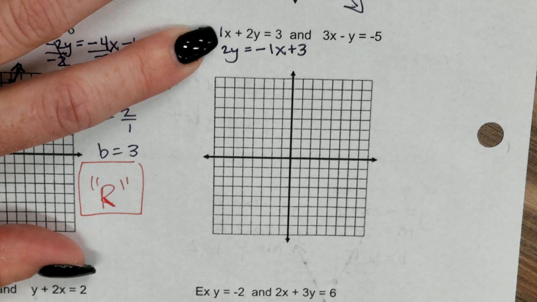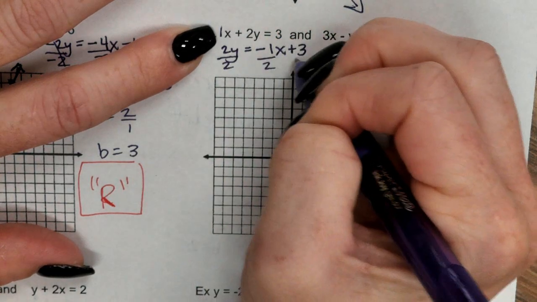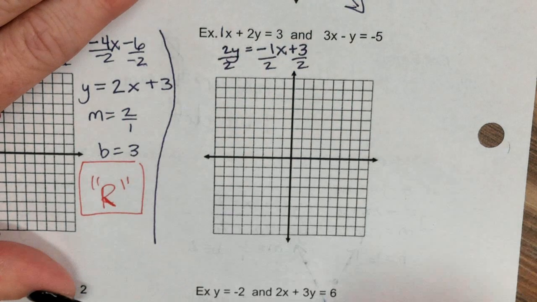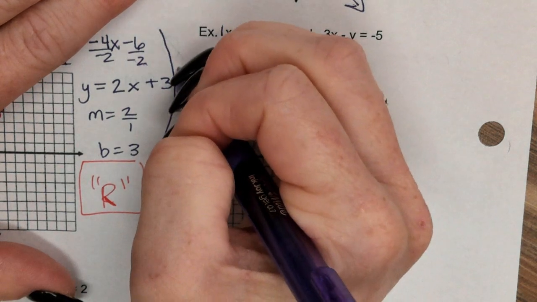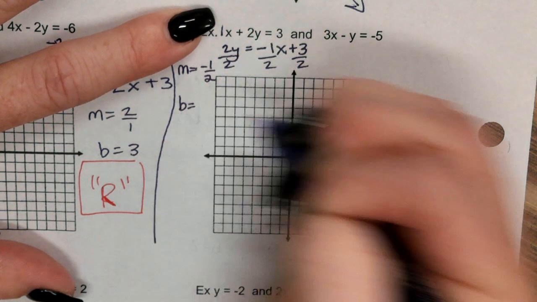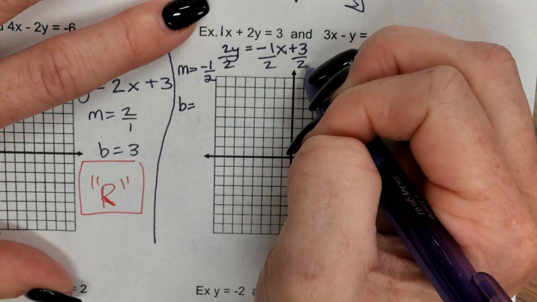Now how do I get rid of the 2? Divide, because it's attached by multiplication and the opposite is division. So I'm going to divide everything by 2. I'm going to draw a little line to separate these two. I have a slope of what? Negative 1/2. And I have a y-intercept of, what is 3/2 in decimal form?